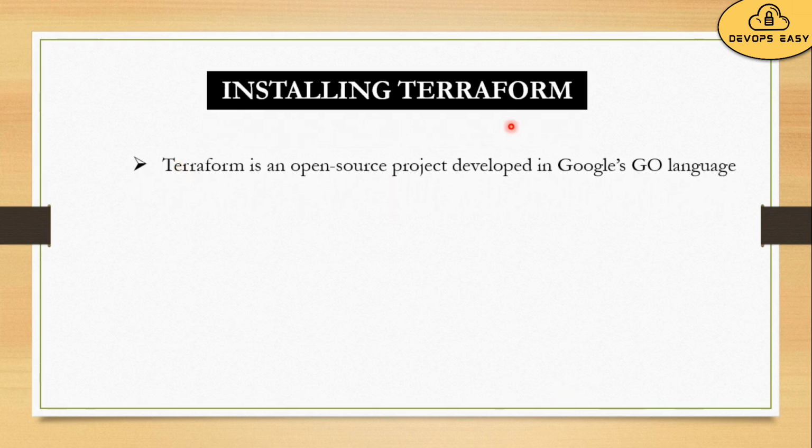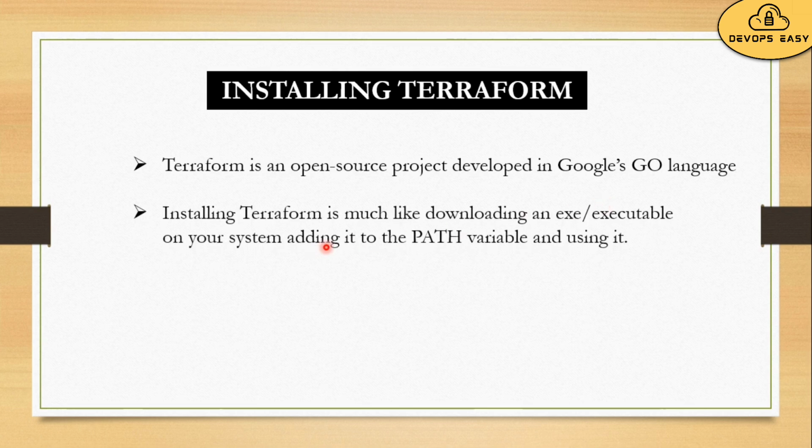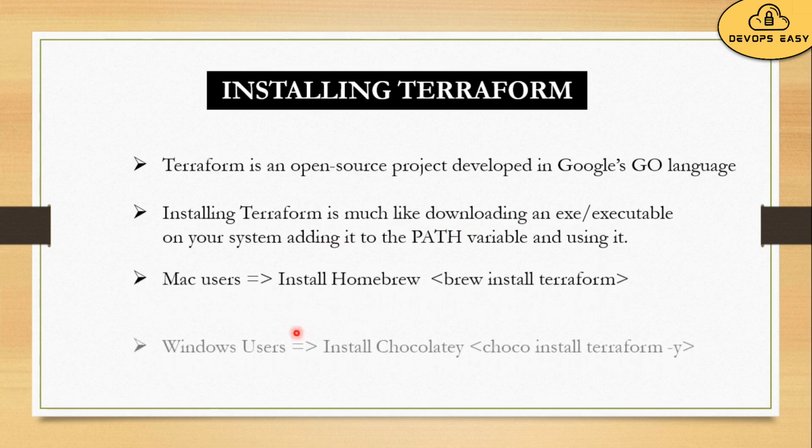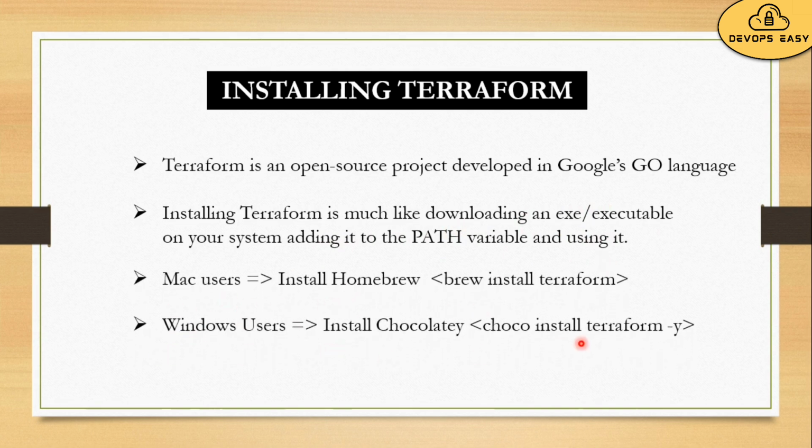Installing Terraform. Terraform is an open source project developed in Google's Go language. In which language was Terraform developed? It's the Go language. Installing Terraform is much like downloading an executable on your system, adding it to the path variable and using it. Mac users need to install Homebrew. Windows users need to install Chocolatey.